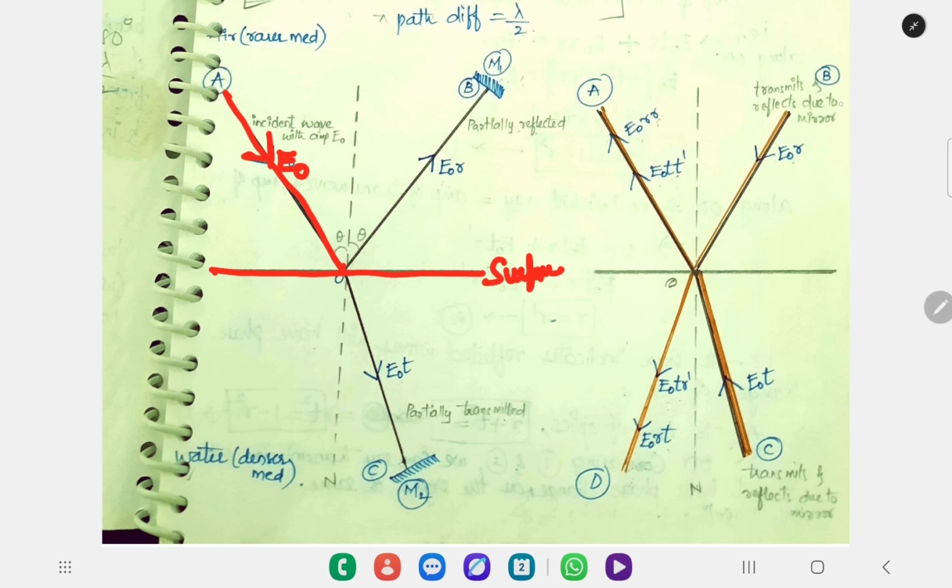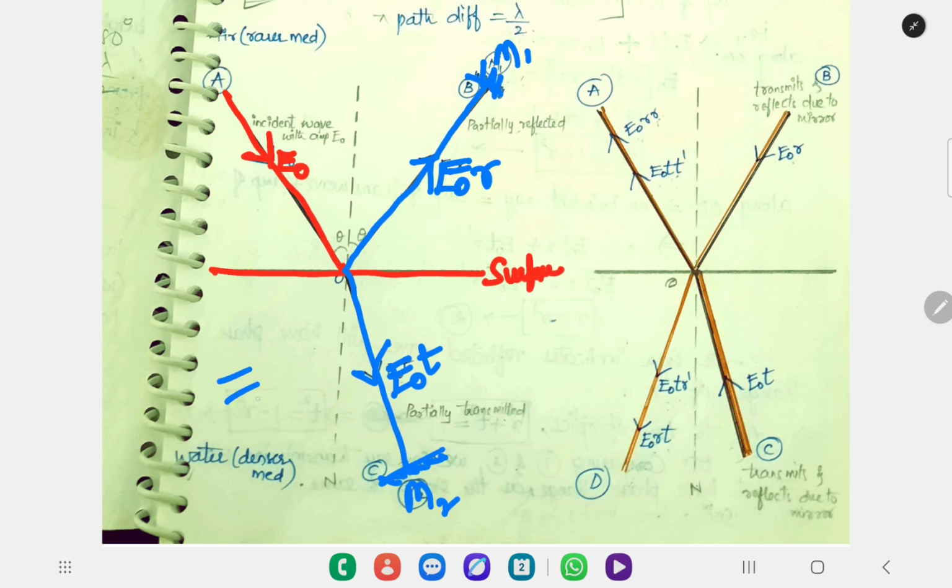As soon as this light is incident on the reflecting surface, some of its part is reflected in this way, whose amplitude, let it be E naught R, and some part gets transmitted in this way, whose amplitude is E naught T. So partially the light is reflected, partially it is transmitted. Again we have kept a mirror M2 over here, and here mirror M1. Again it gets reflected and transmitted in that way.